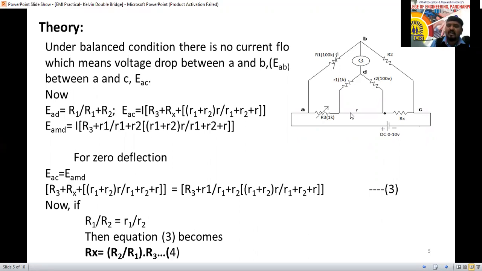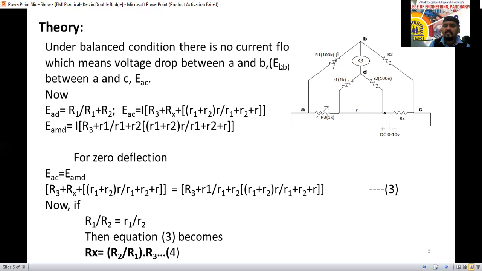So based on that, under balanced condition there is no current flow inside this galvanometer. If the bridge is balanced, then it acts as an open circuit, no current will flow. Under that balanced condition, we have to identify the formula for the unknown value of the resistance, whatever we are going to measure here.